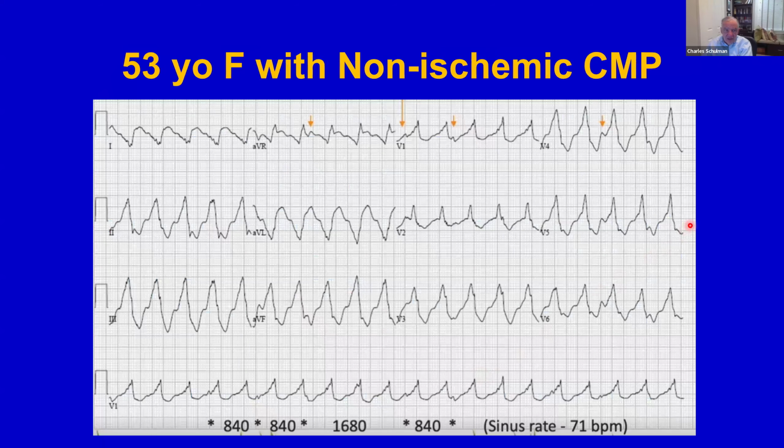Okay, so here is a 53-year-old woman with non-ischemic cardiomyopathy who has a rapid heart rate of over 150, wide complex tachycardia. Is this VT or SVT? VT or SVT?